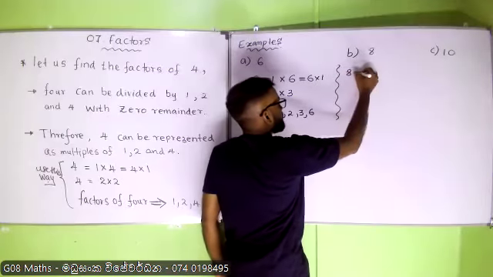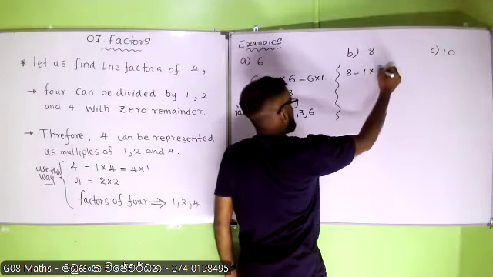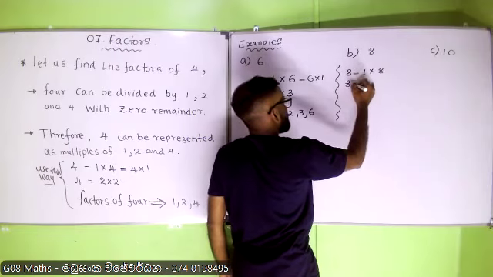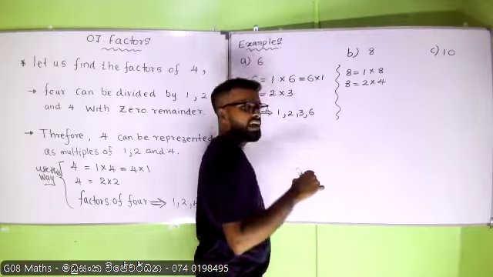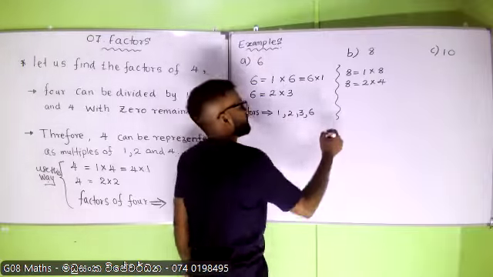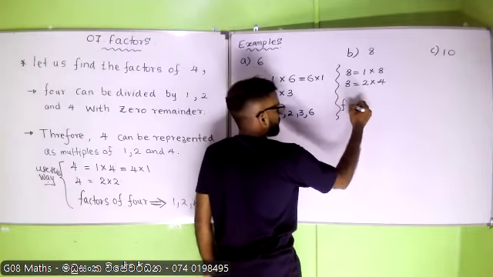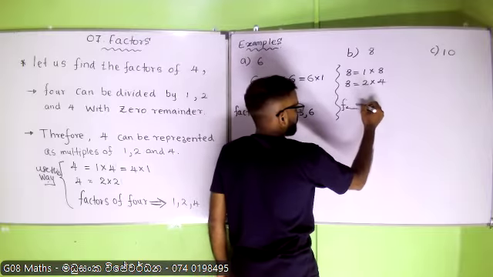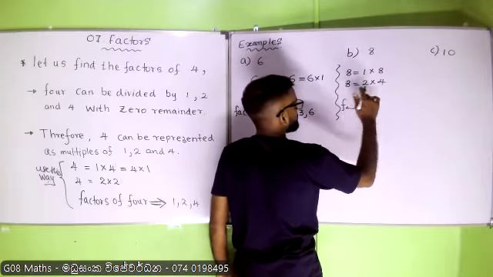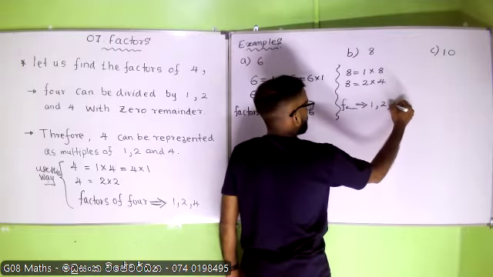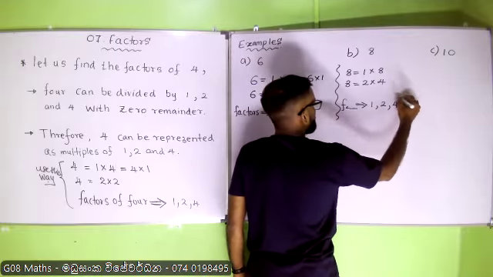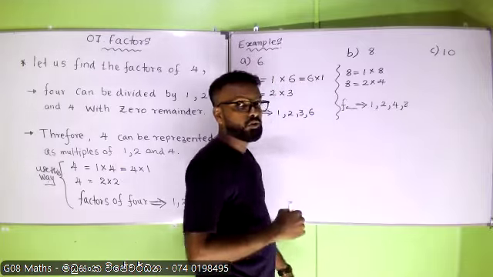I will do this one somewhat fast. 8 can be represented as 1 times 8, and 2 times 4. Are there any more? No. Then write the factors like this: 1, 2, 4, 8. So this should be your answer.